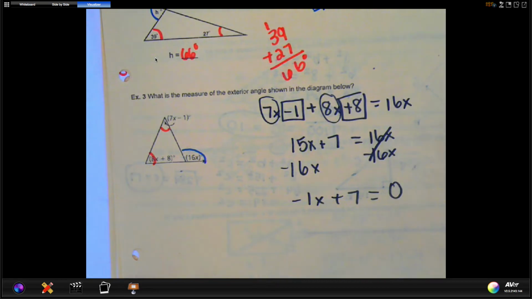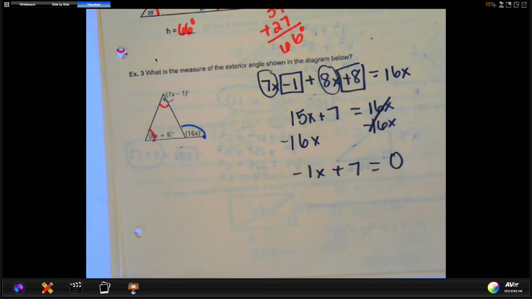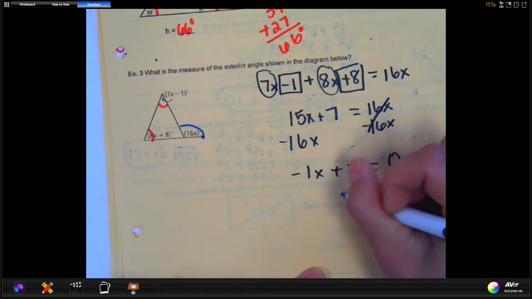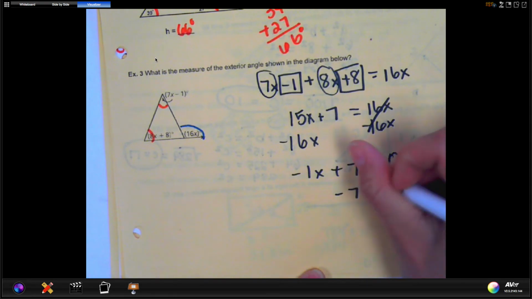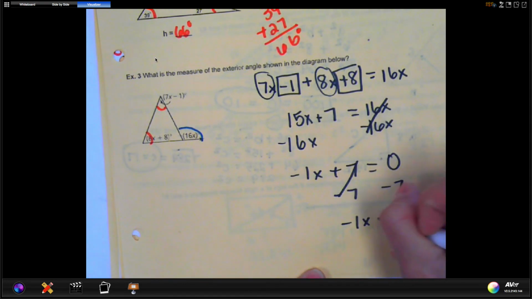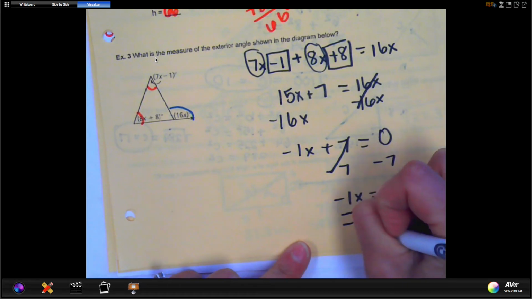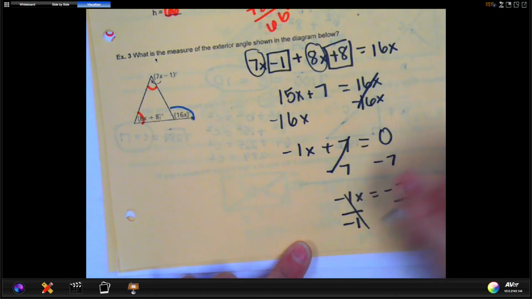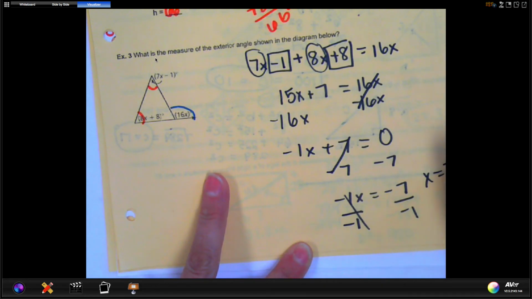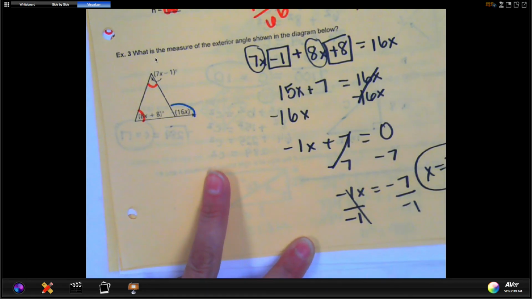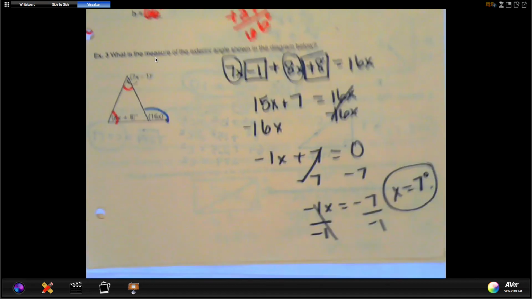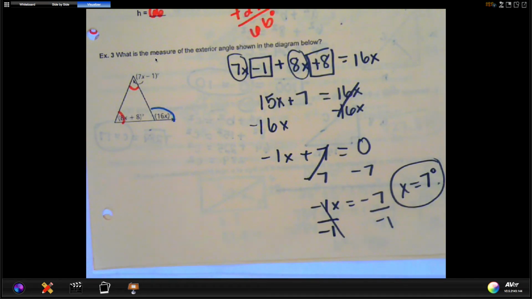That's fine. And then we're going to do a two-step equation. So we're going to cancel the positive 7 by subtracting it from both sides. Then we get negative 1x equal to negative 7. And the final step is going to be to divide out that negative 1, showing us that x is equal to positive 7 degrees. Okay, and that's the lesson for today.